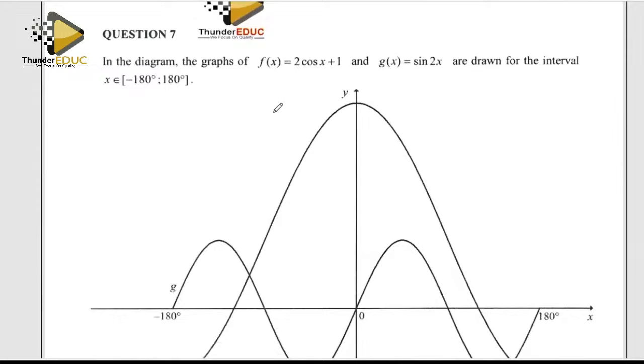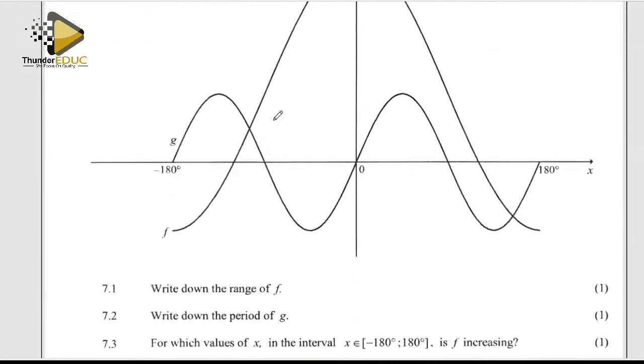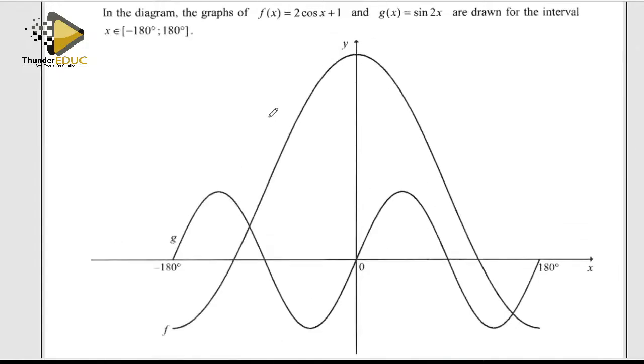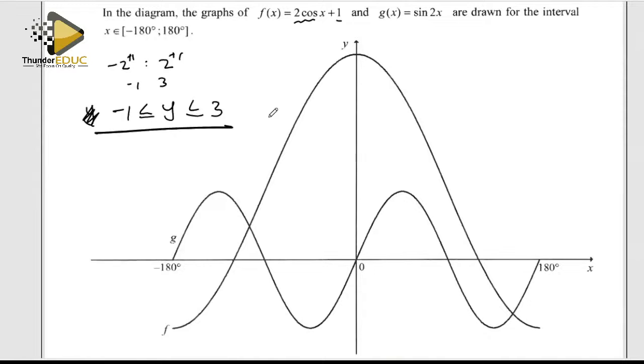We have two graphs, F and G, okay? Then they want us to write down the range of F. So one thing we need to know is that initially, if we have a 2 cos, the range was supposed to be -2 and +2. But now since we are adding a 1, it's more like +1, so it's a 3 and then -1. So meaning that y is between -1 and +3. Is that 7.1? Yes, that is 7.1.